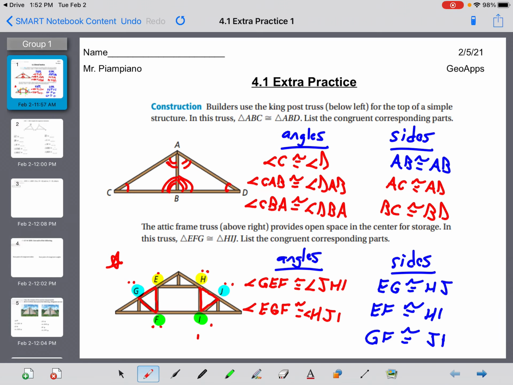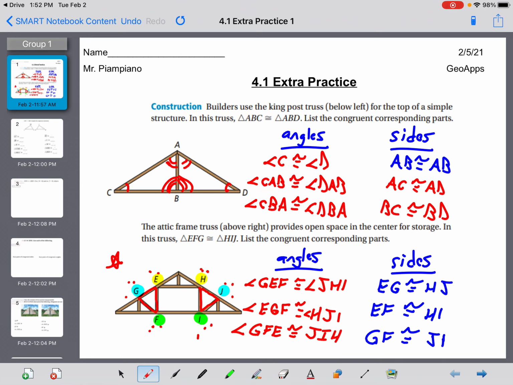All right. Then we would need to go blue, green, yellow, GFE, sorry, is congruent to JIH. Okay.